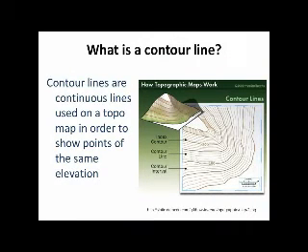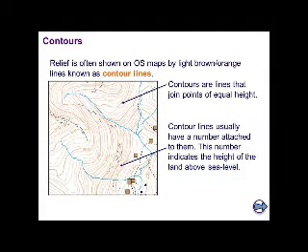Next we come to the contour line. Contour lines are continuous lines used on a topo map in order to show points of the same elevation. Contours are lines that join points of equal height. Now it is shown by light brown or orange lines. Contour lines usually have a number attached to them, and this number indicates the height of the land above sea level.